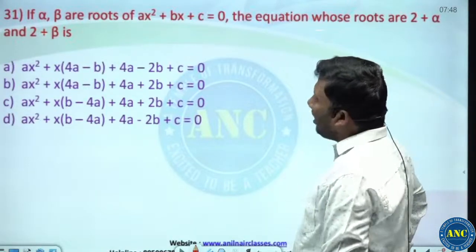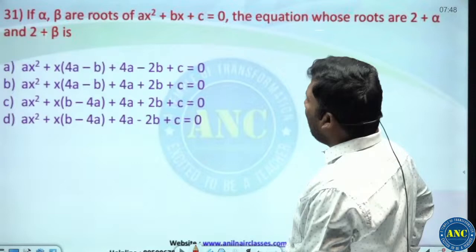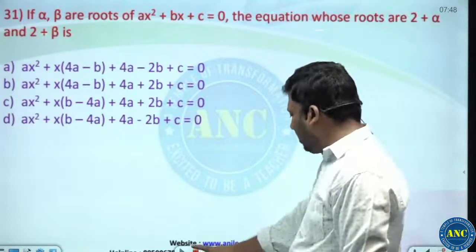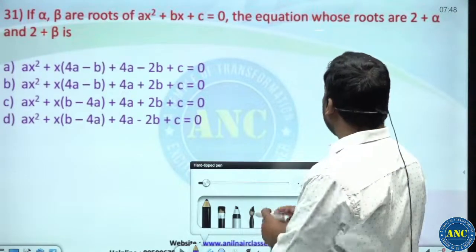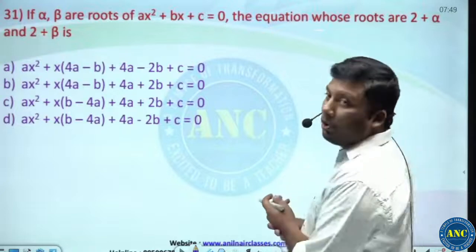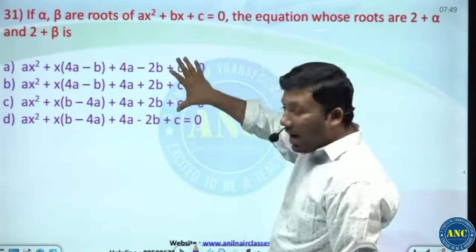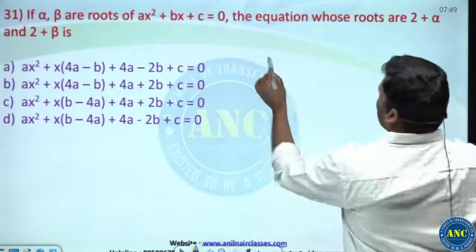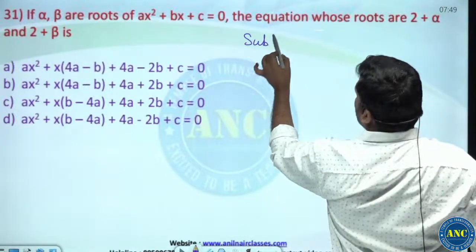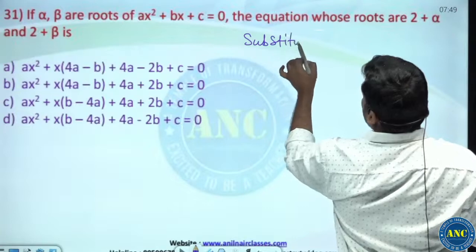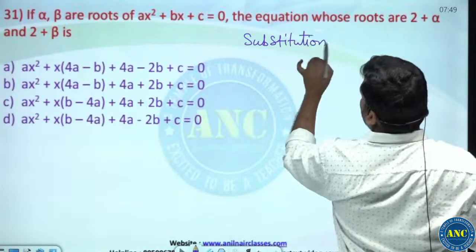If alpha, beta are the roots of the equation ax square plus bx plus c equivalent to 0, then the equation whose roots are 2 plus alpha and 2 plus beta. Question contains variables. Answer also contains variables. Substitution method is the best method.